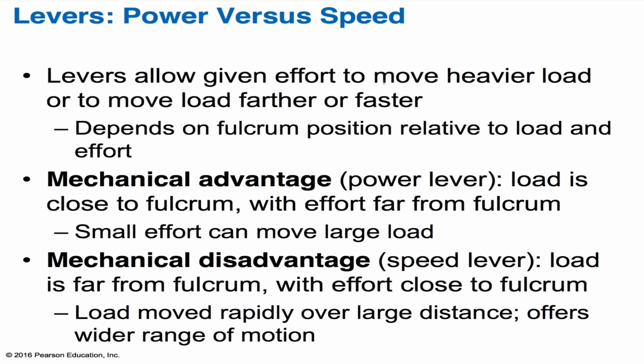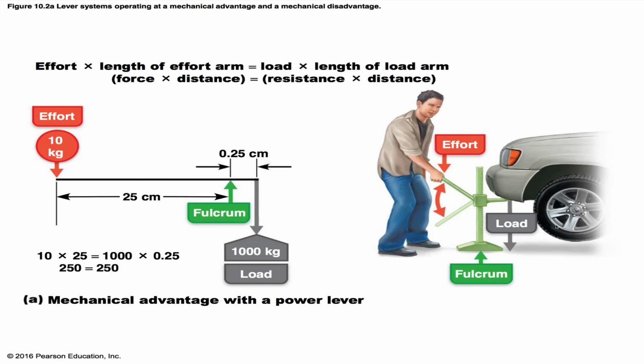A lever allows a given effort to move a heavier load, or to move a load farther or faster than it otherwise could. If the load is close to the fulcrum and the effort is applied far from the fulcrum, a small effort exerted over a relatively large distance can be used to move a larger load over a small distance. Such a lever is said to operate at a mechanical advantage and is commonly called a power lever. When you're looking at this picture, with the example that we just spoke about, let's look at what's happening over here.